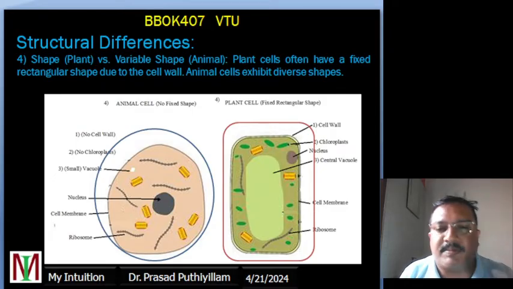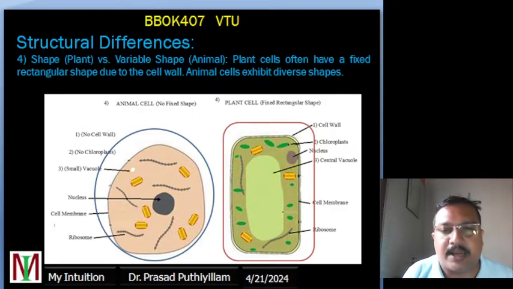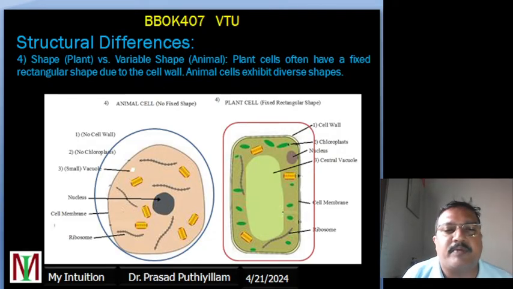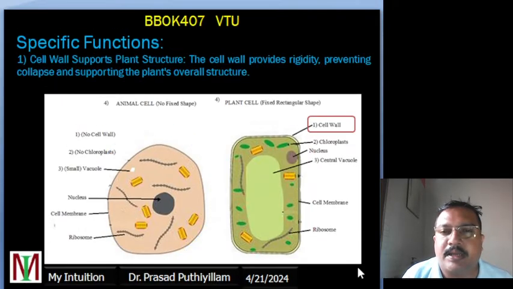For example, a muscle cell is very long and thin for contraction, while nerve cells have their own long extensions to send messages. Okay, that is about the shape of both plant cell as well as animal cell. Now we'll see the specific functions.